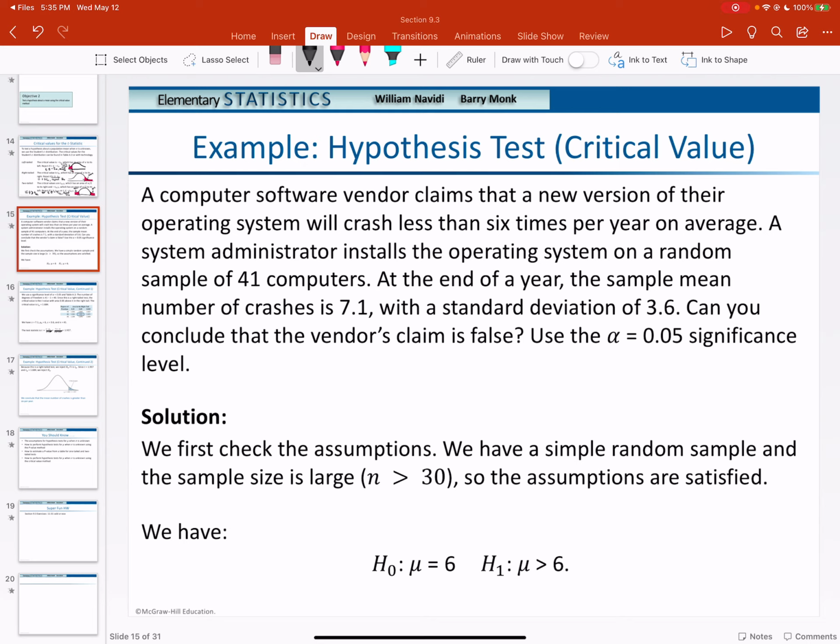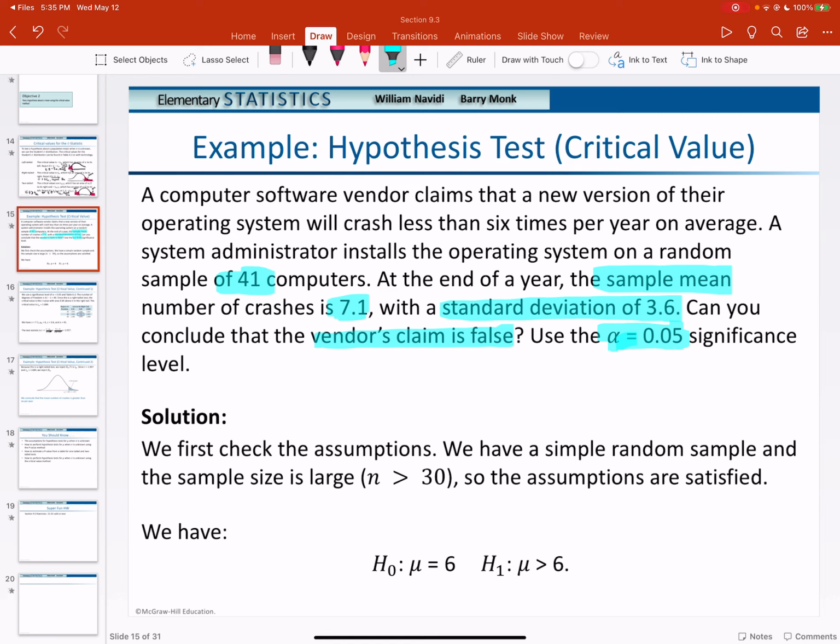A computer software vendor claims that a new version of their operating system will crash less than 6 times per year on average. A system administrator installs the operating system on a random sample of 41 computers. At the end of the year, the sample mean number of crashes is 7.1 with a sample standard deviation of 3.6. Can you conclude that the vendor's claim is false? Use alpha equal to 0.05 significance level, or 5% significance level.